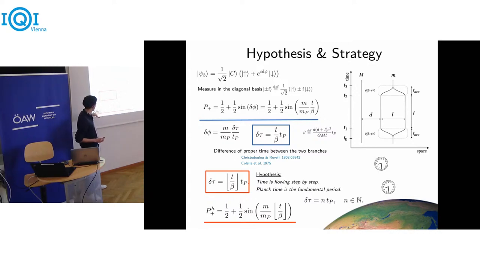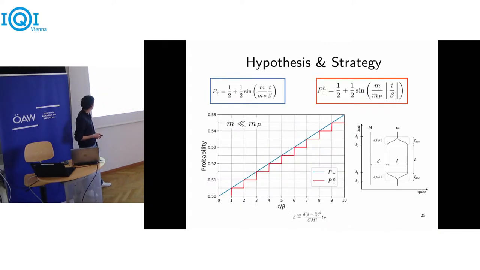And if I change this formula, I must also change the formula for the probability to get the plus state. Now it's changing inside the sine: I have this floor function. So let's look at the curves of these two probabilities. Let's make the assumption that the mass of the quantum mass is very small compared to the Planck mass. Now the sine is just going to be a linear function, and that's why I only have one straight line here. That's the probability as a function of t over beta. With the standard formula, I have just this linear function, but if I propose a modification according to the hypothesis, I have this step function. So at every integer number, it gets one step higher.